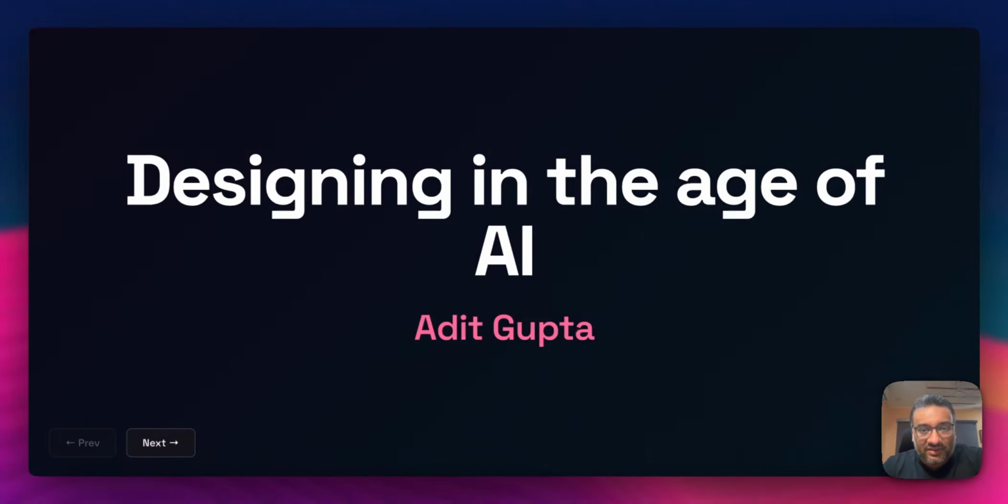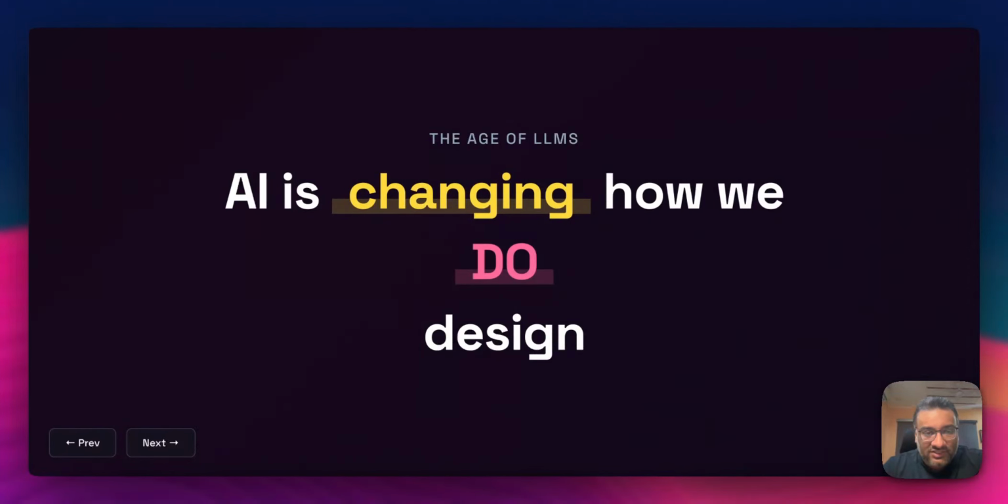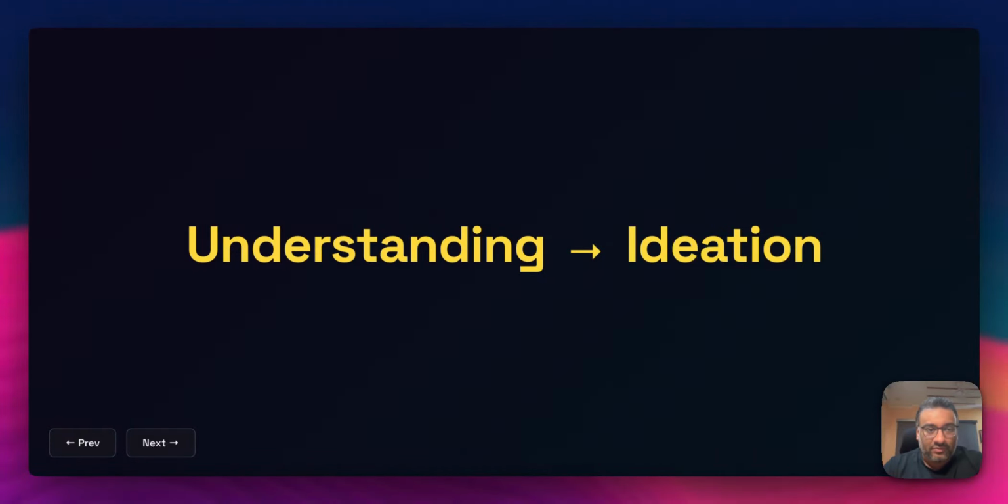So, what you see on the screen is a deck on designing in the age of AI. And as we discussed, AI is changing how we do design. So, when it comes to doing design, I want to talk about two phases here, understanding and going from understanding to ideation. Now, I know that there is this whole IDEO design process and double diamond and whatnot, but as a designer and as a design practitioner, it all boils down to these two phases.